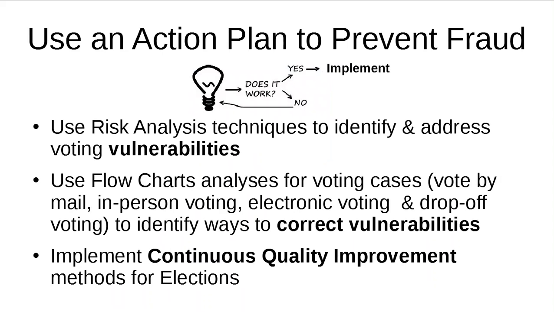Lastly, use an action plan to prevent fraud. That is, you need to come up with contingency plans. Does it work? Yes. Implement. It doesn't work. What's your backup plan? Use risk analysis techniques to identify and address voting vulnerabilities. You could use flowcharts to analyze each of the voting cases to identify ways to correct vulnerabilities. And lastly, one could think of implementing continuous quality improvement methods for elections.